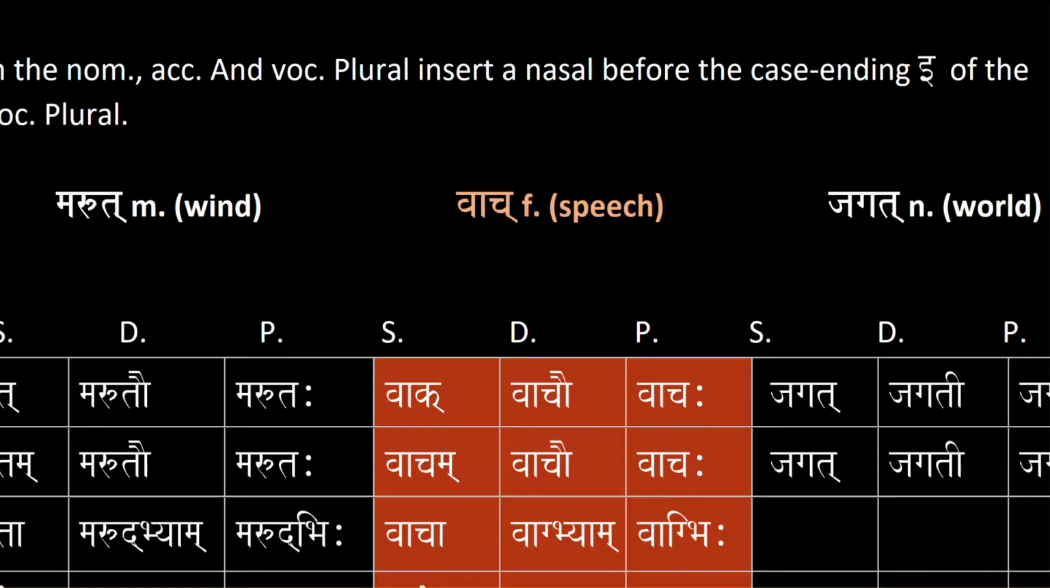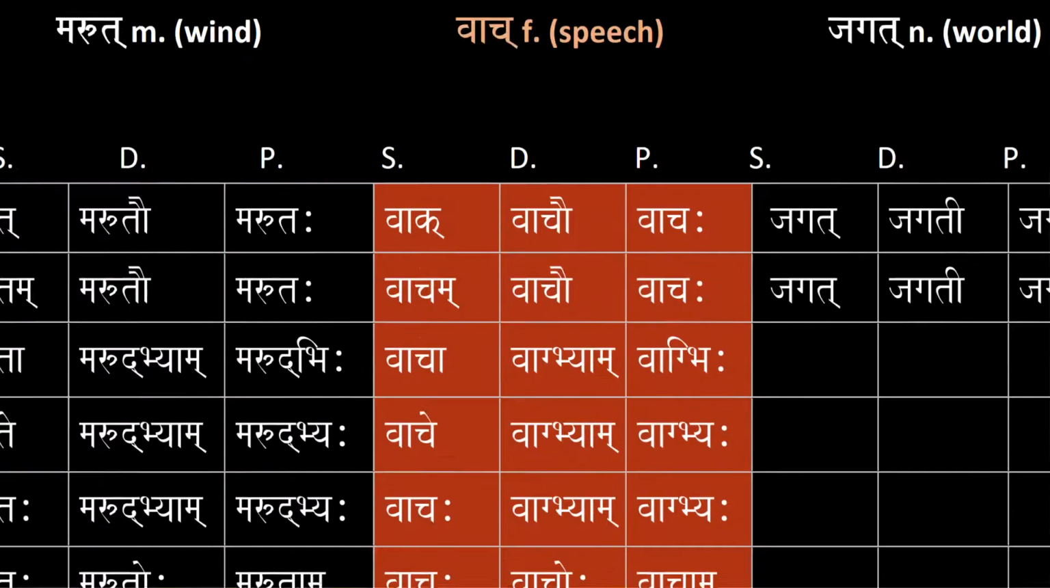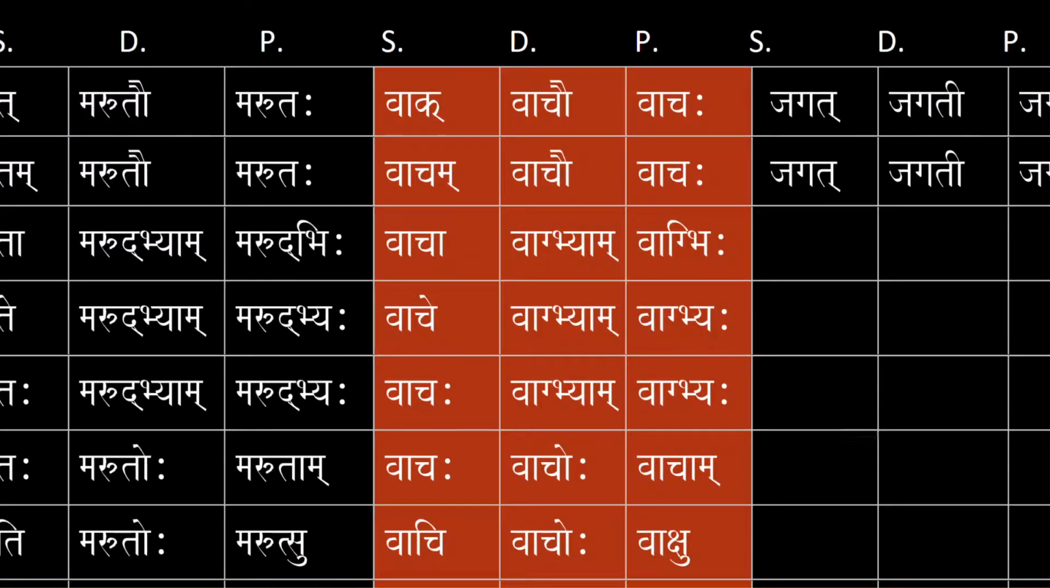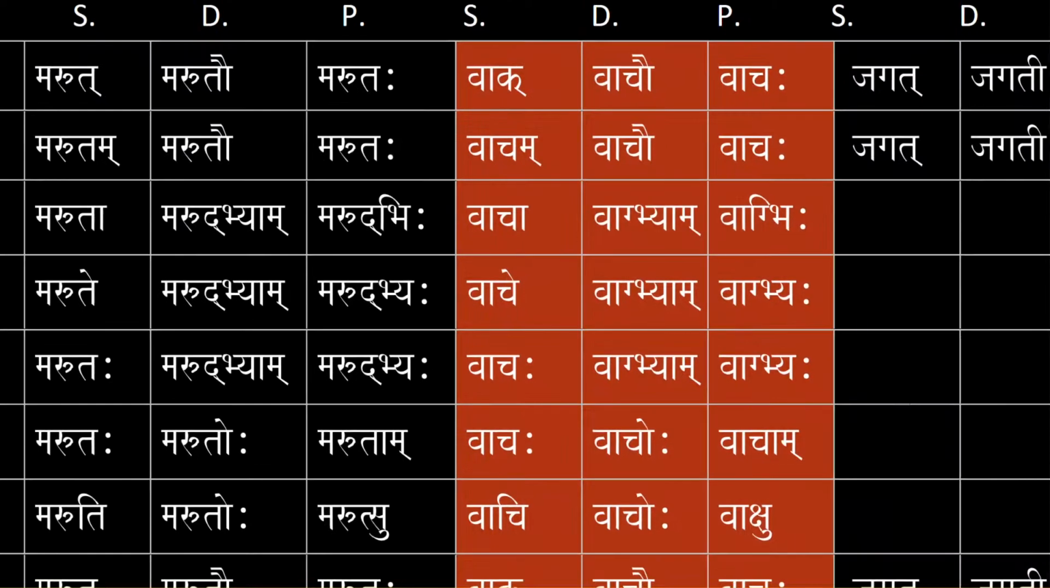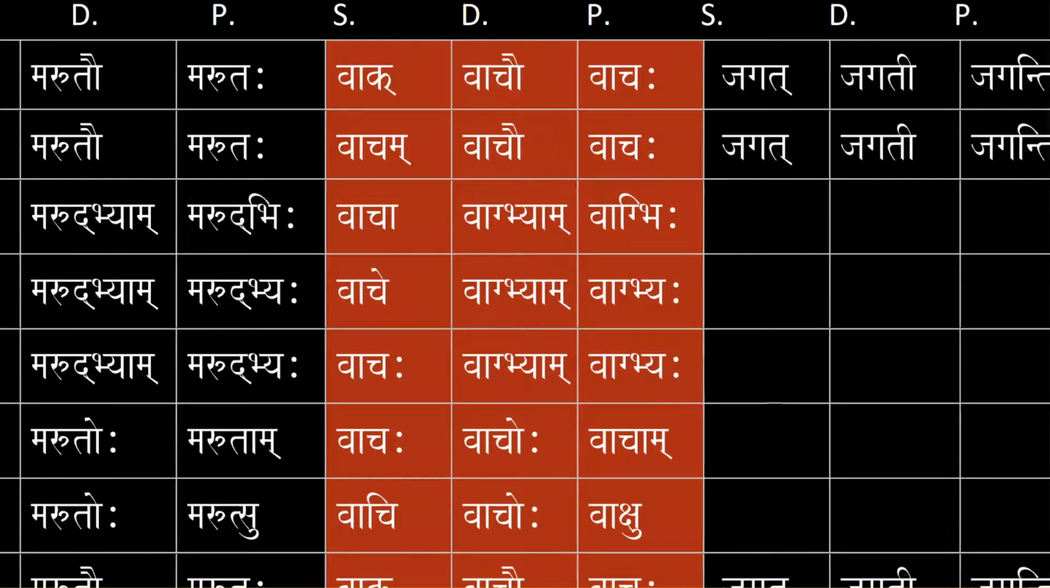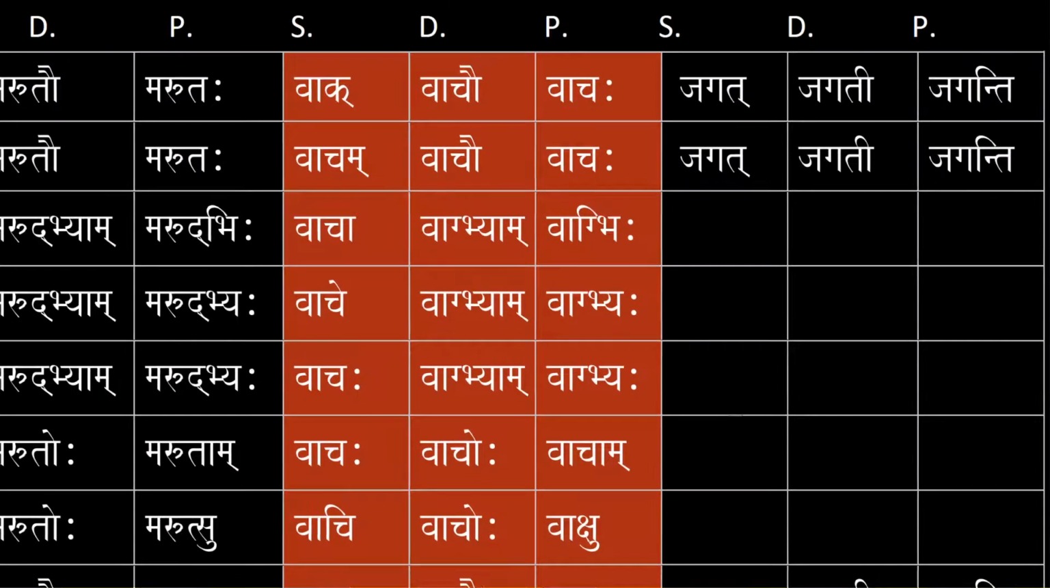So the masculine example is marut, which means wind. The feminine example is vach, which means speech. And the neuter example is jagat, which means world. All of them are examples of nouns that end with a consonant. If you take a quick glance at the declensions, you may notice that the endings are not exactly the same.